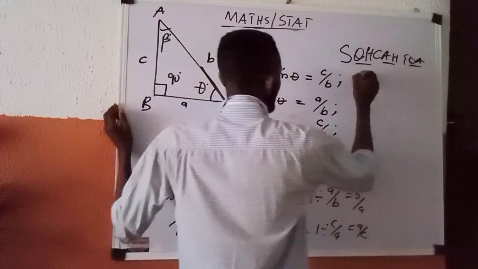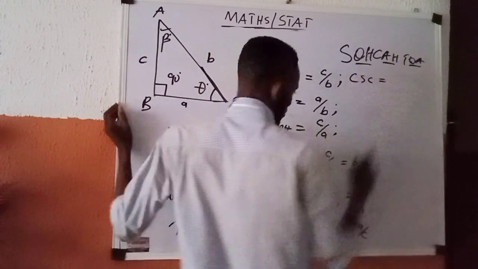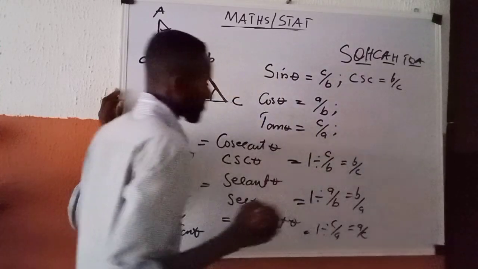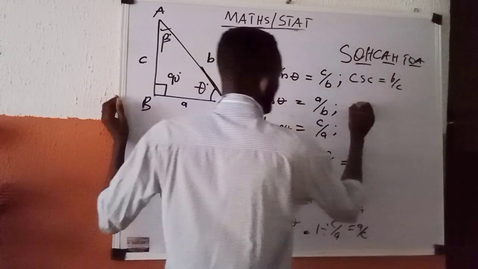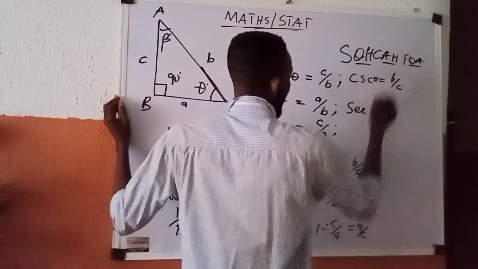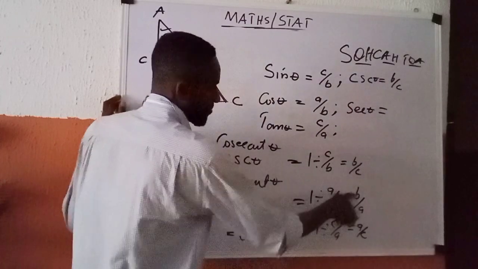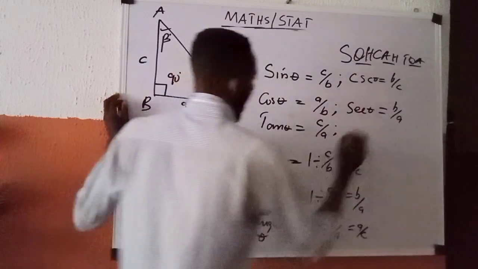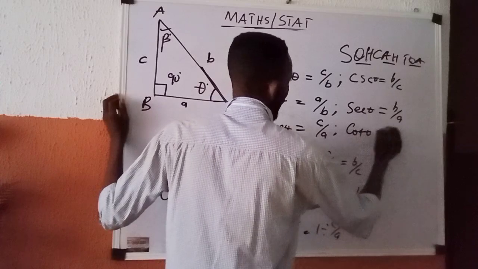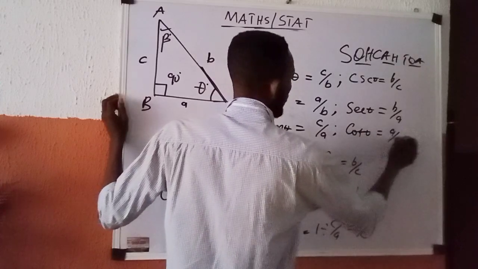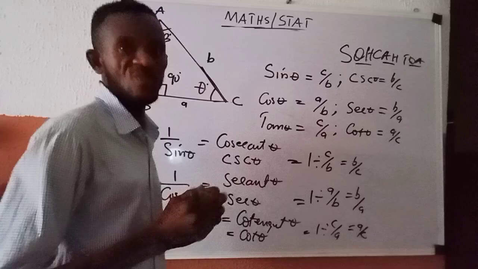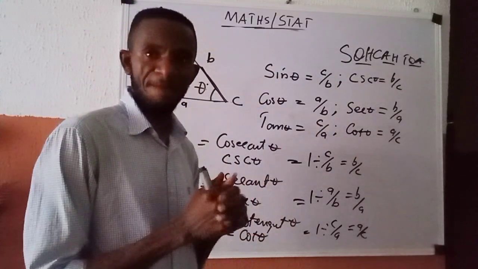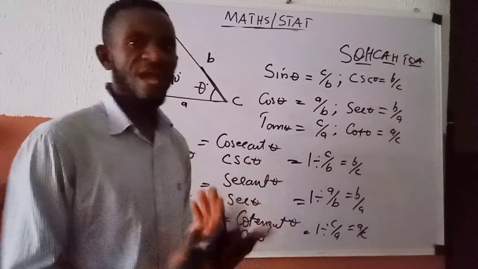What we have here is that cosec theta equals B all over C. Then sec theta is given as B all over A. And what I have as cot theta is given as A all over C. We have established this. Okay? So what are we now going to do?